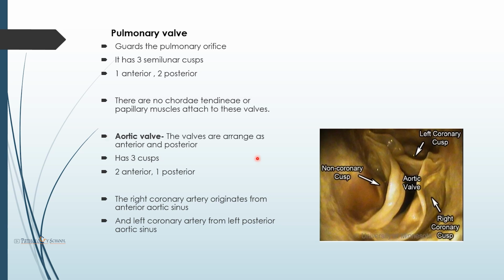Aortic valve: the valve is arranged as anterior and posterior. It has 3 cusps, 2 anterior and 1 posterior. The right coronary artery originates from the anterior aortic sinus and the left coronary artery originates from the left posterior aortic sinus, and there is a non-coronary cusp from which no coronary artery arises.